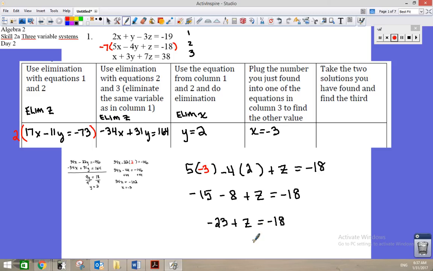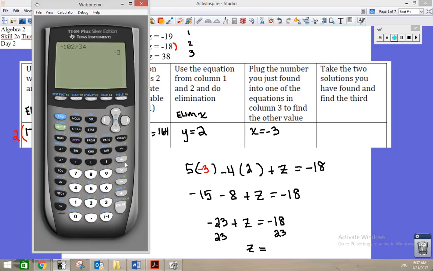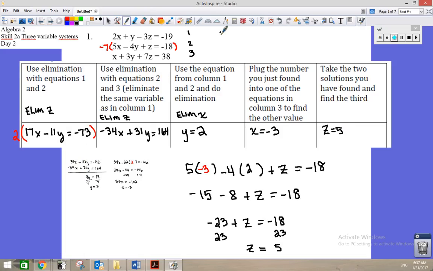If we add 23 to each side, we'll have our final answer here. We've got z equals 5. So we found that the intersection of these three planes in three-dimensional space is at negative 3, 2, 5. And typically that's the order that you present it in: x, y, z. So hey, I hope that helps, and I'll talk to you later.